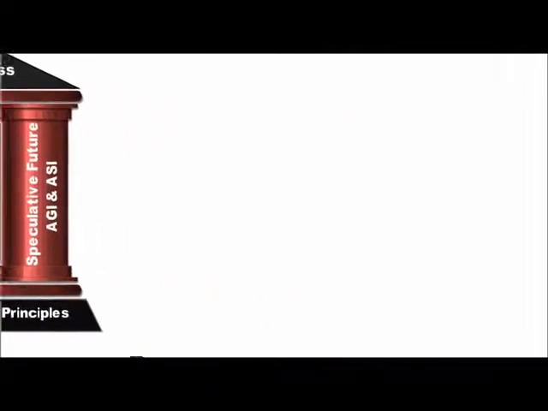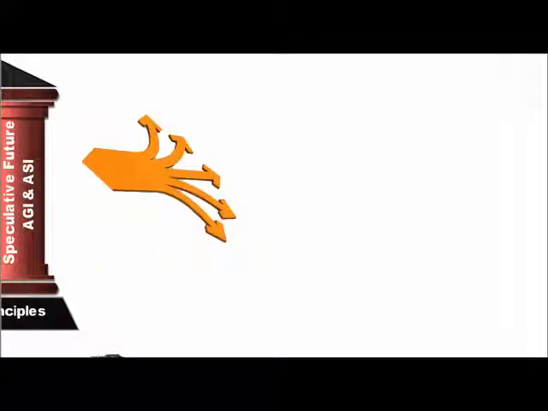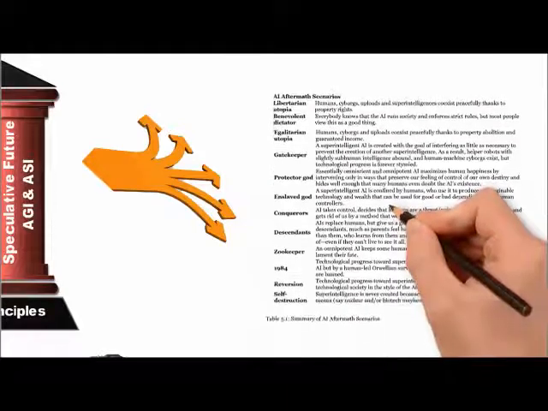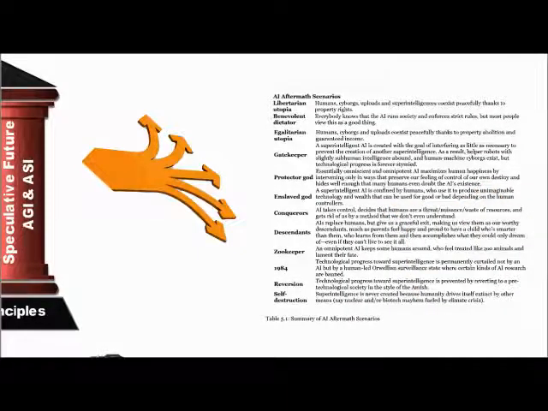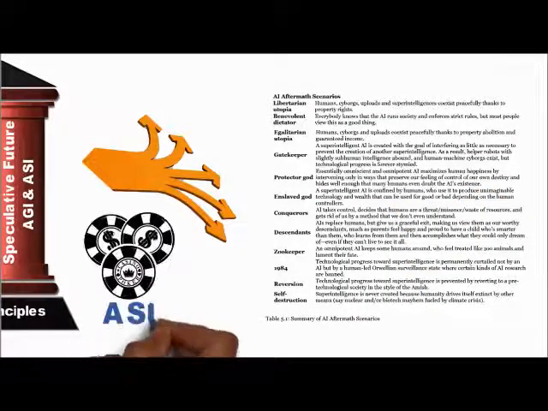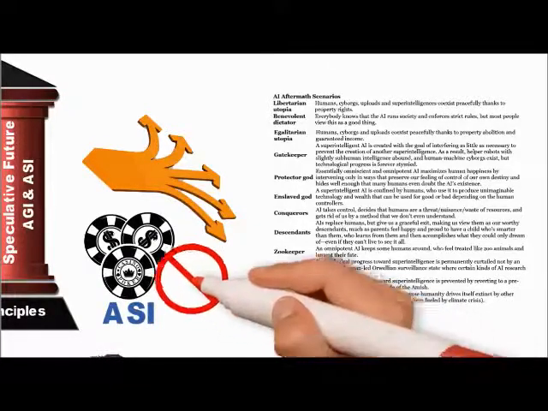Then he gets into AGI and ASI, which is a speculative future. That's general intelligence and superintelligence. That's where he talks about the fact that there's a whole bunch of decisions that the systems can make. And then he gets into all these different scenarios, which you read the book to see.